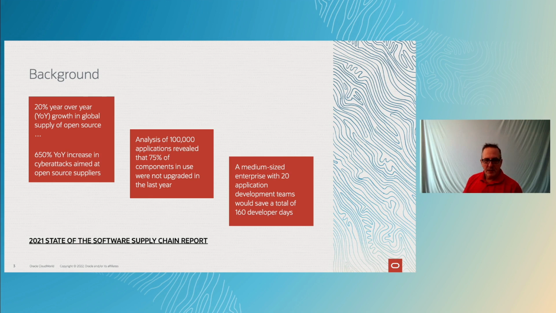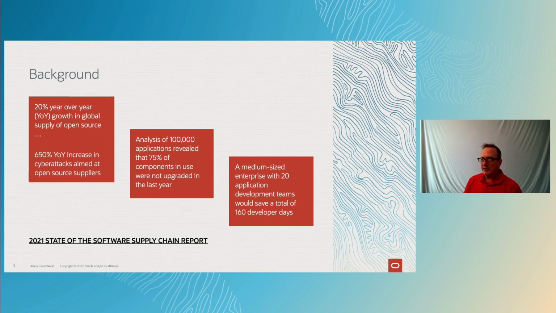facing today. Looking at the 2021 State of the Software Supply Chain report, I've extracted a couple of quotes here that I found interesting. The number of open source components or projects being consumed continues to grow year over year, but matched with that and exceeding it is the number of cyber attacks or vulnerabilities being found in these tools.